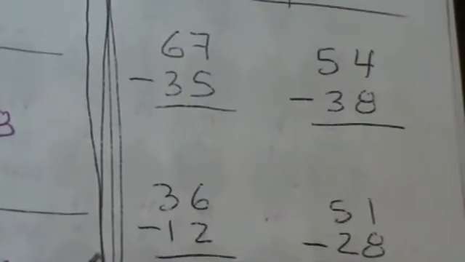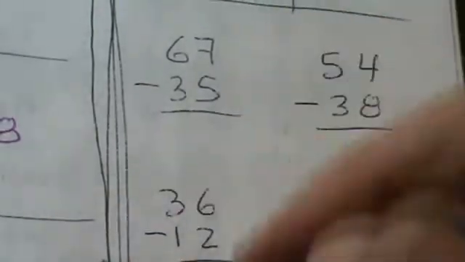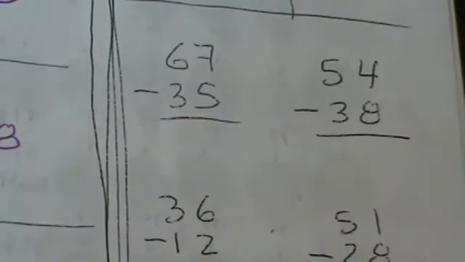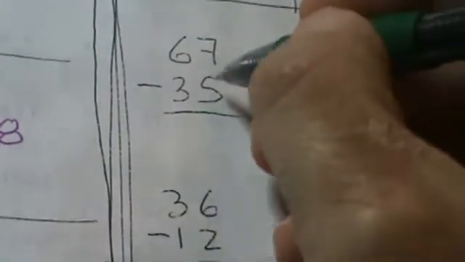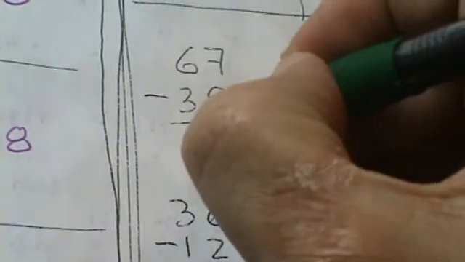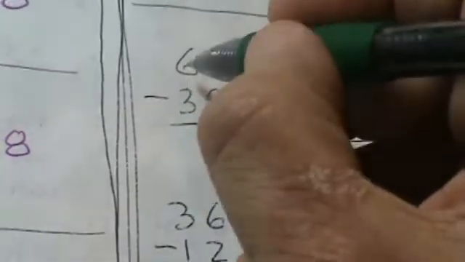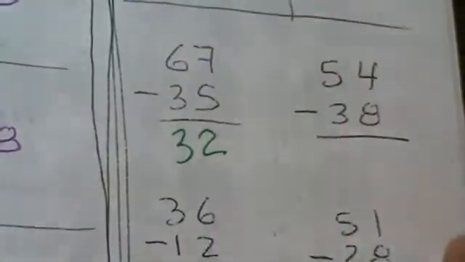Now I'm going to solve the 4 subtractions. So let's start. I have 7 minus 5. Can I take away 5 from 7? Yes. I have 7 and I take away 5. I have 2 left. 6 minus 3. Can I take away 3 from 6? Yes. 6 minus 3 is 3.